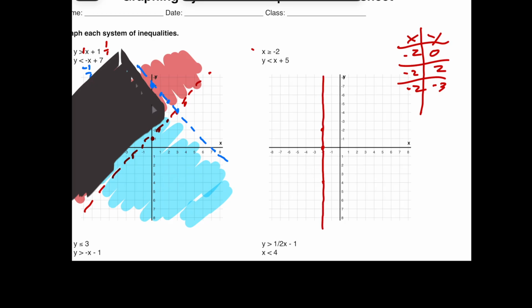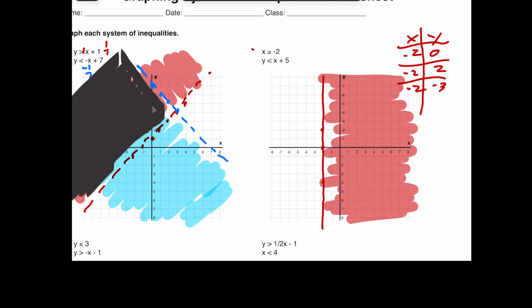Now, here's where some people get a little bit confused. What area do we shade? We want to shade where the x's are greater. Well, where are the x's greater? Well, it's right over here. This is where the x's get bigger. So I'm going to shade on this side, and that's going to be the answer for the first one.